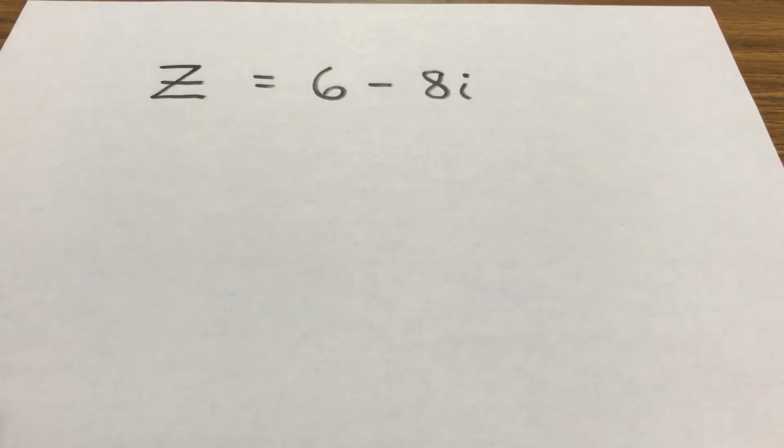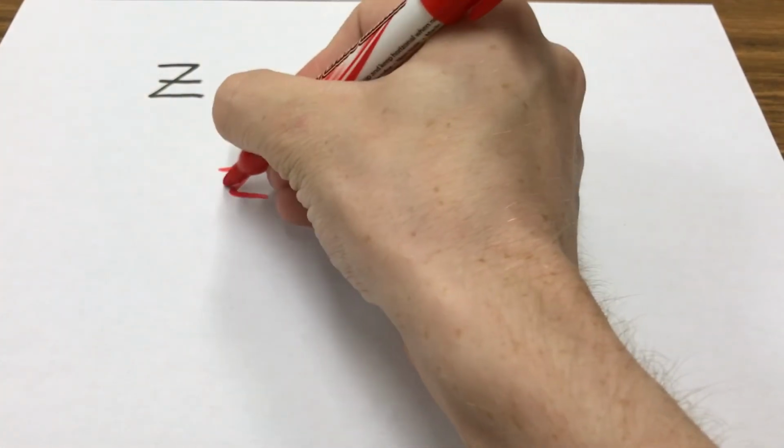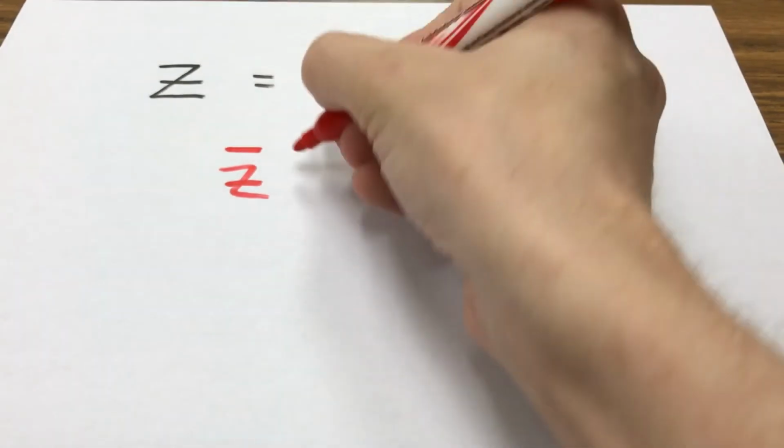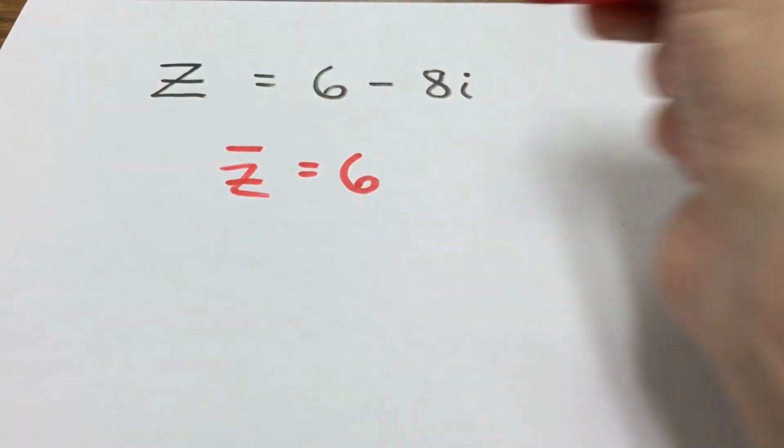Let's go ahead and find the complex conjugate of this complex number. Now, I have 6 minus 8i, and we all know that the real part always stays the same in these examples. So let me go ahead and write out z bar, and I keep the 6 the same.